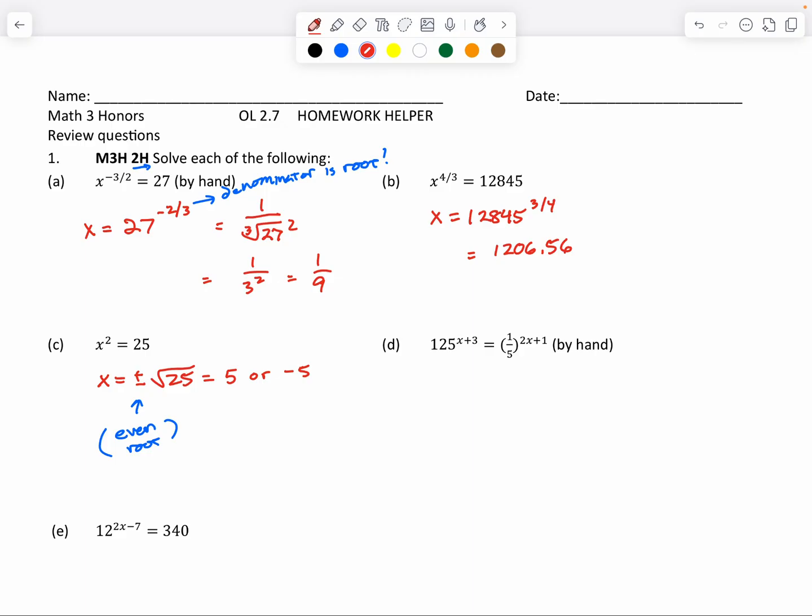Let's see. By hand, we'll make them all powers of the same base. Let's see, 125 and 1/5, those are both powers of 5. Should be getting used to this one. 1/5 is 5 to the negative 1. We can still do that. Distribute the exponent.